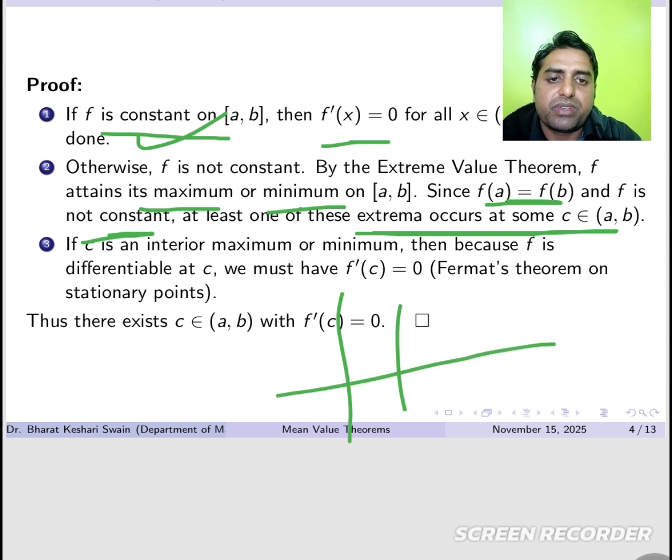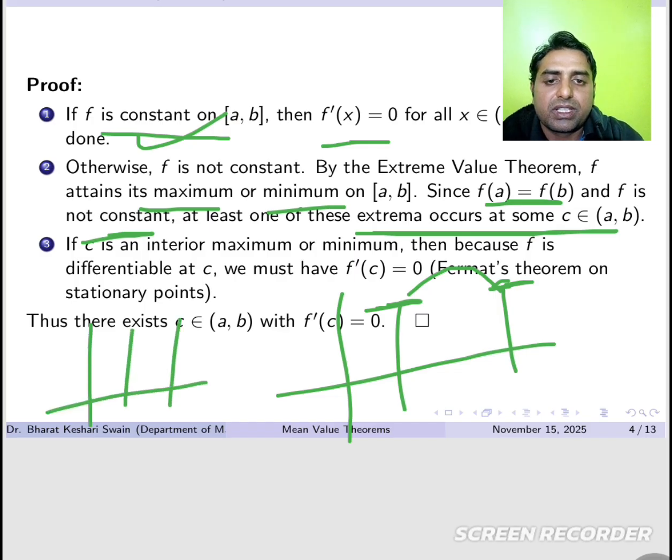This is your f(a) equal to f(b), at the same height. This is the type of curve: maybe it may be like this, or it may be like this. f(a) equals f(b). This is your a, this is your b. So f(a) and f(b) are at the same height.